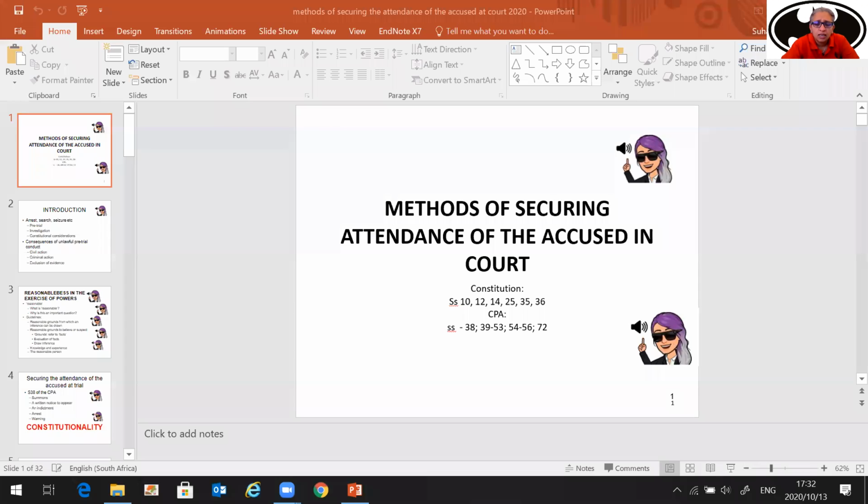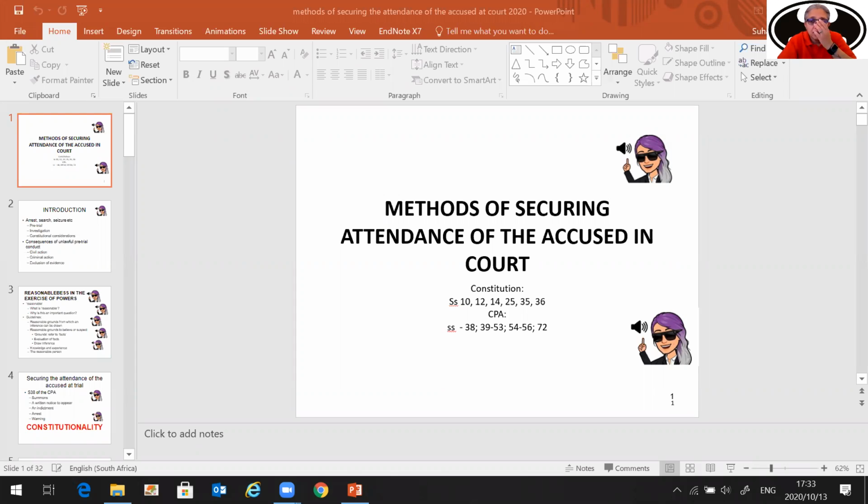So naturally, it would be important for us as criminal lawyers, and for the system of criminal justice, to have methods or ways of ensuring that an accused person does come to court on that day. The trial can't proceed in the accused person's absence, although there are exceptions. We're not going to be looking at those exceptions right now.